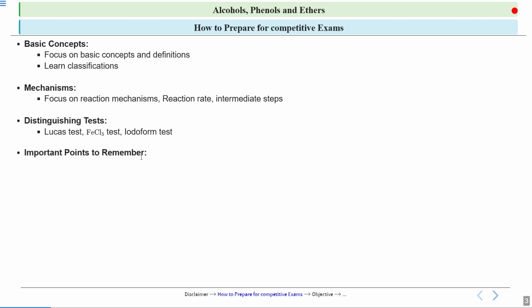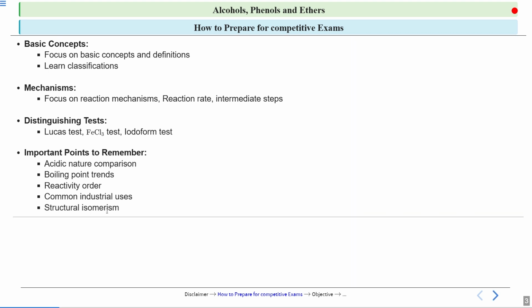Important points to remember. First of all, the acidic nature comparison between the molecules, their boiling point trends, and the reactivity order, and the common industrial uses, also the structural isomerism. These are the important points that you have to remember while studying this chapter, alcohols, phenols, and ethers, for the competitive exams. So these are the main topics on which you have to study.